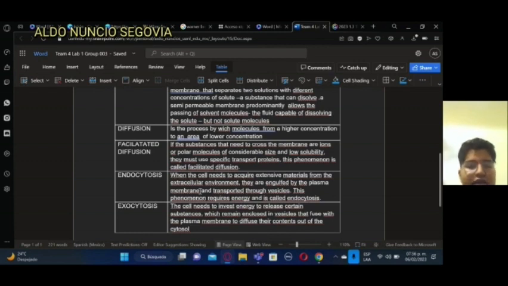Endocytosis: when the cell needs to acquire extensive materials from the extracellular environment, they are engulfed by the plasma membrane and transported through vesicles. This phenomenon requires energy and is called endocytosis. Endocytosis has three types of activities: pinocytosis, receptor-mediated endocytosis, and phagocytosis.